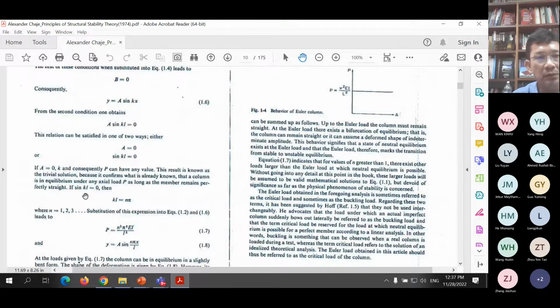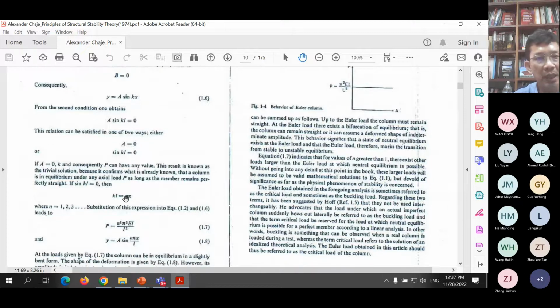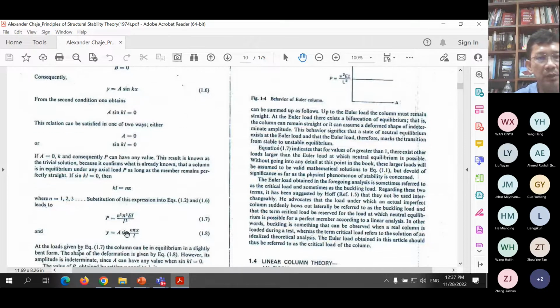Then the solution for sin KL equal to 0 is any integer multiple of pi. It can be pi, 2 pi, 3 pi, 4 pi, 5 pi. So any of these is a solution. And once you find this KL, we substitute back into these equations here. K is n pi over L. Then we get the corresponding shape, or the mode shape, given by these equations here. So this is the corresponding value of P where the slightly bent configuration is possible.